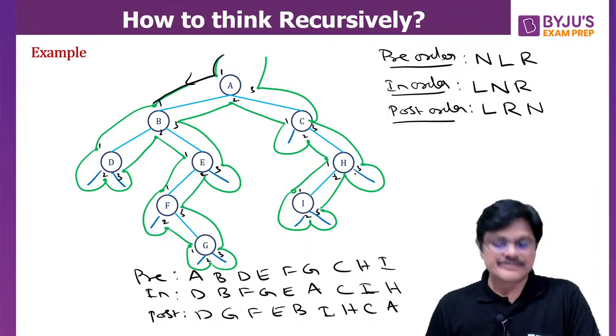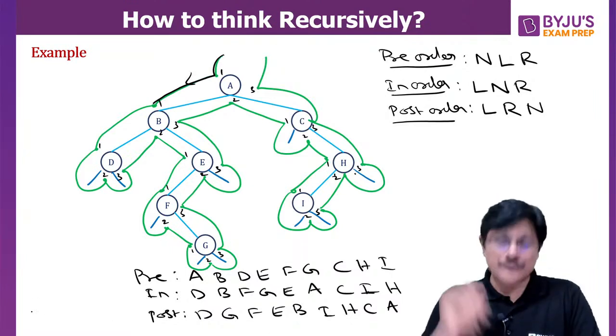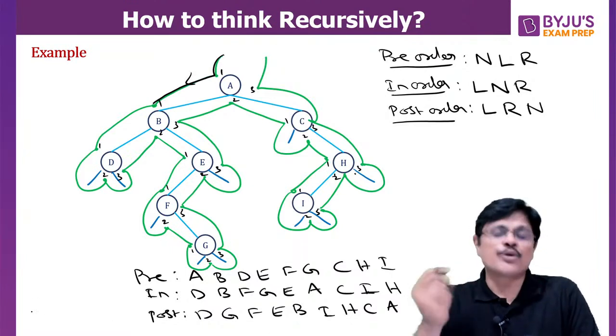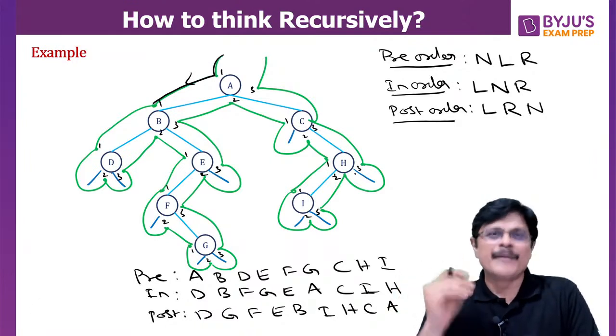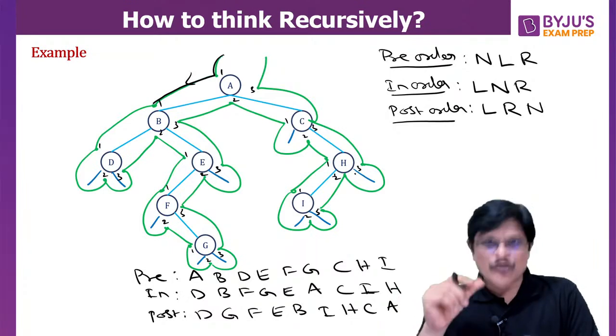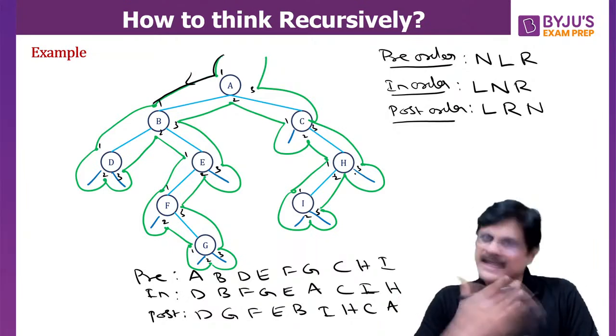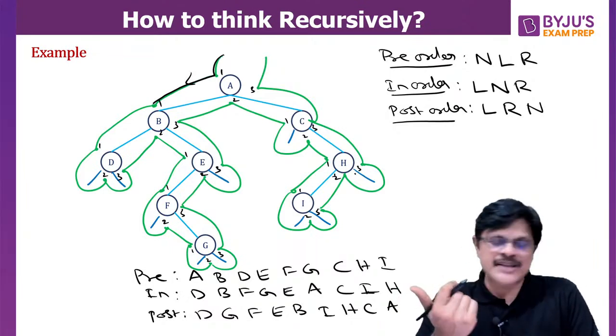Wonderful. That is the idea. But as I told you, without using this, one needs to draw that. That we need to develop. For that, what we need to remember? Pre-order means first root node, then the left subtree recursively in pre-order, then the right subtree recursively in pre-order.